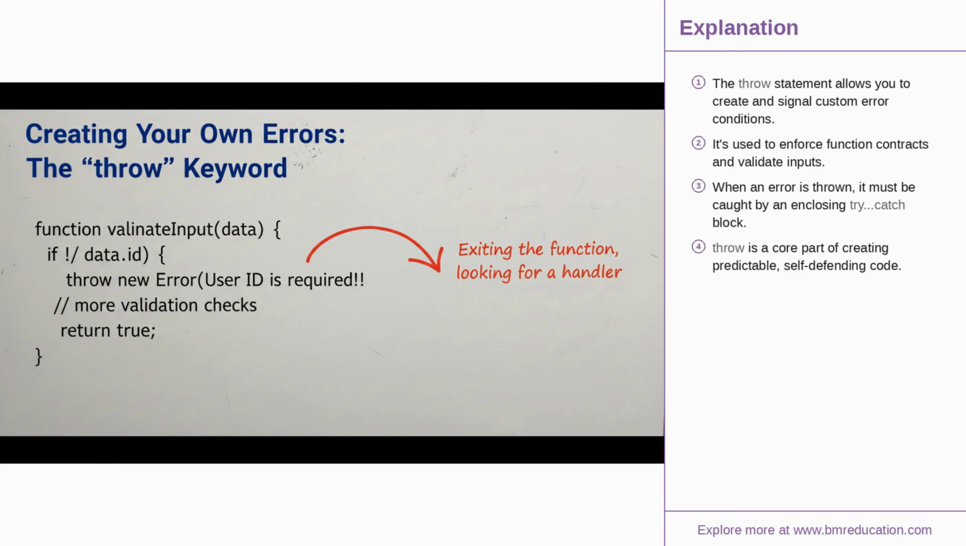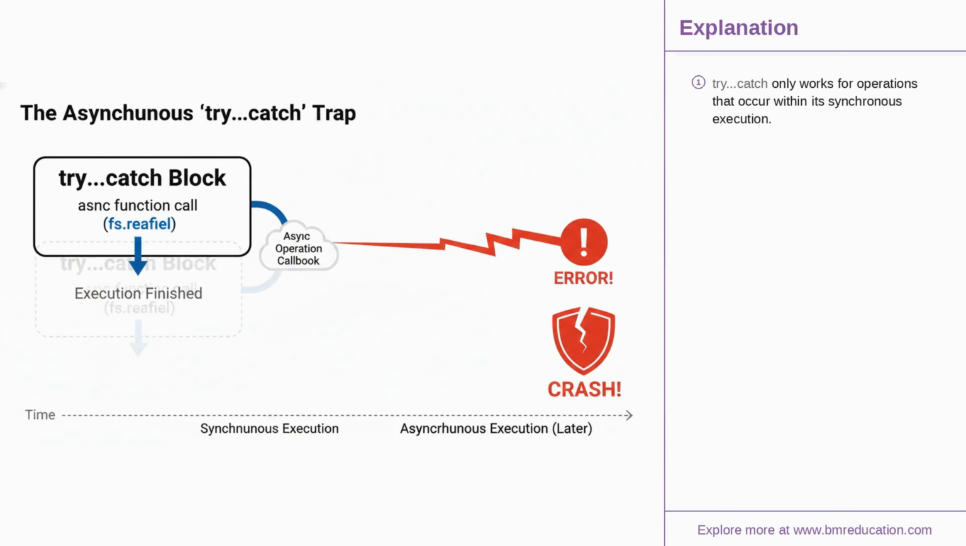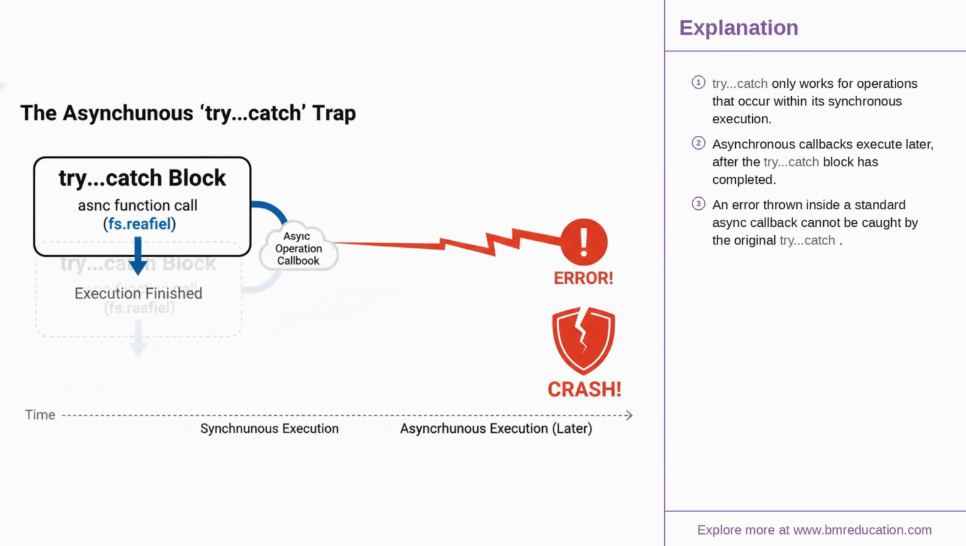But this simple model breaks in the async world. Now for the classic Node.js pitfall. A standard try-catch block does not work for asynchronous callbacks. Why? The try block executes and finishes, and its context is removed from the call stack. The asynchronous operation, like a setTimeout, continues in the background. When the callback is finally invoked and the error occurs, the catch block is long gone. The error has nowhere to go, resulting in an unhandled exception and a process crash.